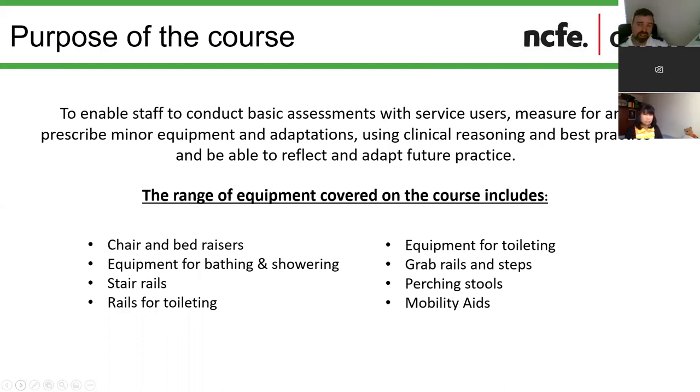Therefore, you should be able to identify chair and bed raisers, equipment for bathing and showering, ways of supporting people to go up and down the stairs, raised toilets, equipment for toileting, grab rails and steps, perching stools, and mobility aids. So the idea of a trusted assessor is somebody who in each of your services is able to carry out these assessments and order and prescribe the right pieces of equipment for your service users.